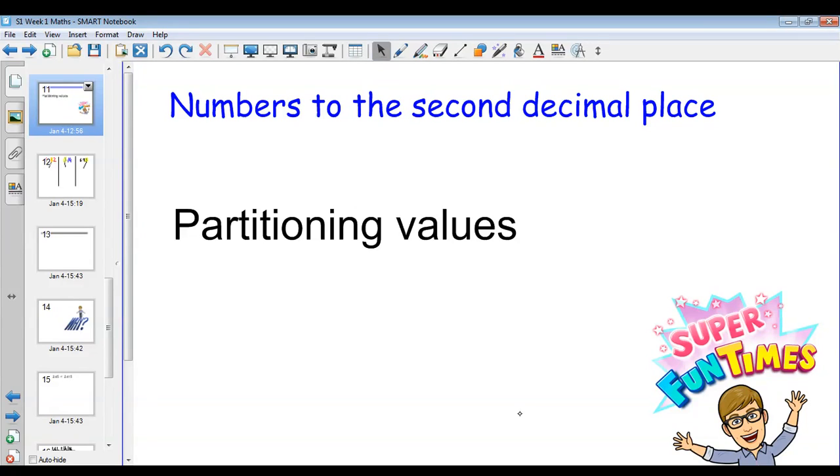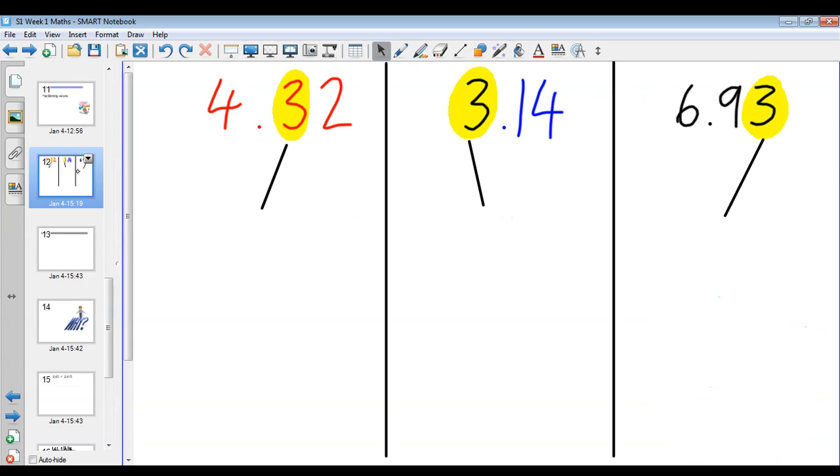Welcome to the second session of Numbers in the Second Decimal Place. We're going to be partitioning values today. So yesterday we looked at numbers which you should recognise as numbers in the second decimal place because we have tenths and we have hundredths. That's two places past the decimal point.